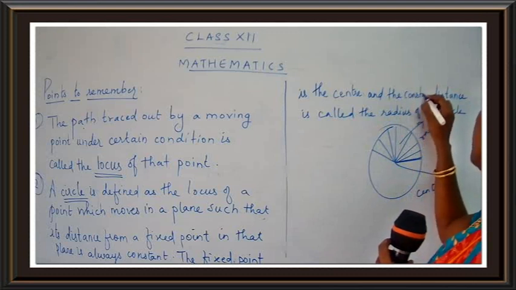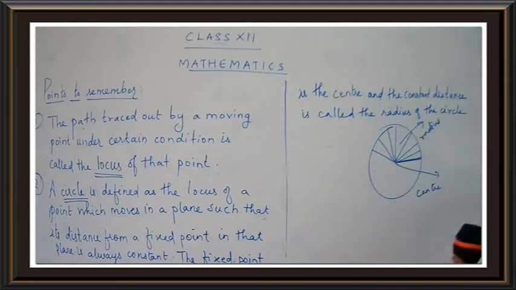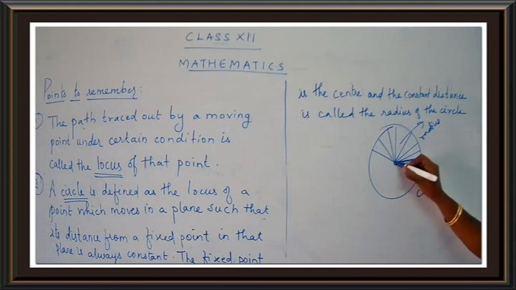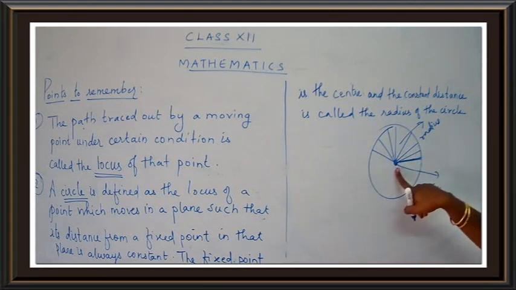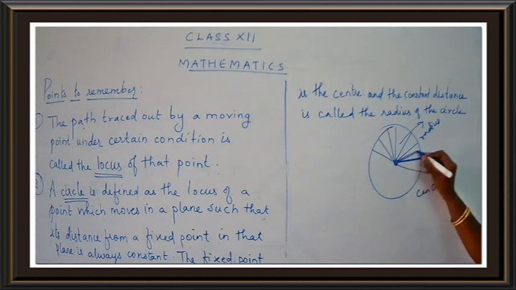Just refer to the definition from your textbook, children. The constant distance is called the radius of the circle. So it is going to move at a fixed distance from the fixed point. What is the fixed point called? The fixed point is called the center and the constant distance is called the radius of the circle.